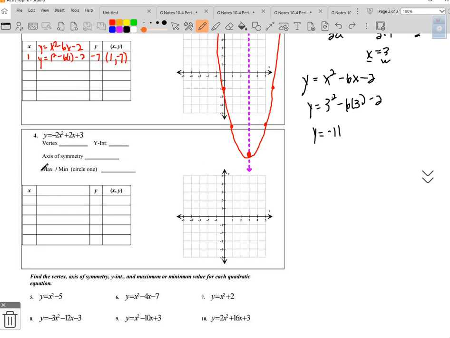Alright, number 4, finding our A, our B, and our C.